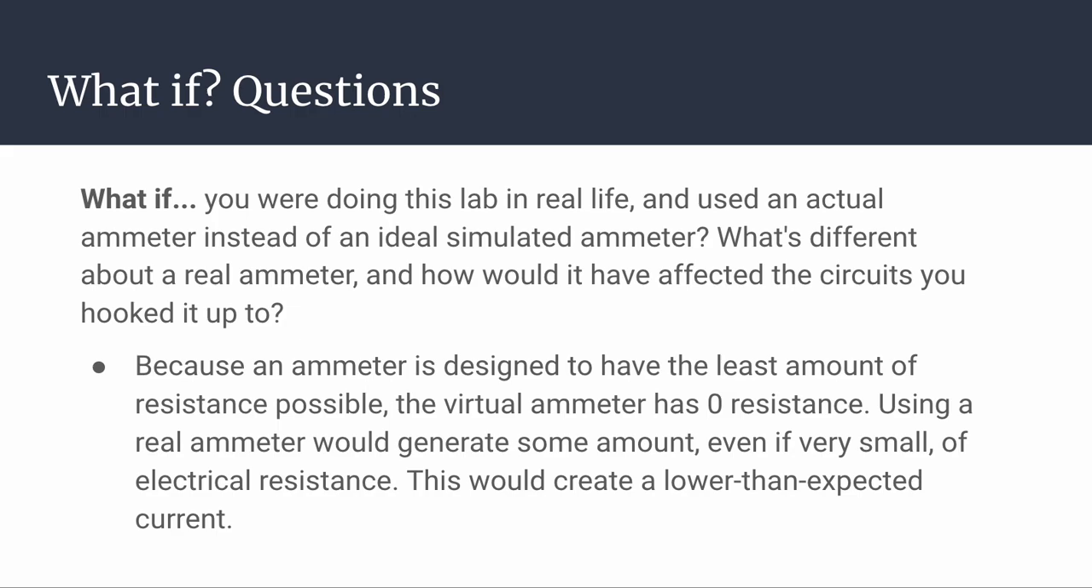Some what-if questions were brought up. If we were doing this lab in real life and we used an actual ammeter instead of a simulated ammeter, an ammeter is designed to have the least amount of resistance possible, and so the virtual ammeter has 0 resistance, but in real life, an ammeter would generate some amount, even if it's small, of electrical resistance, and this would end up creating a lower than expected current.